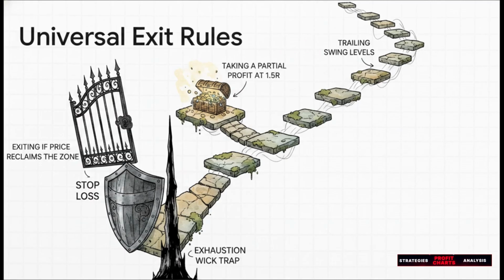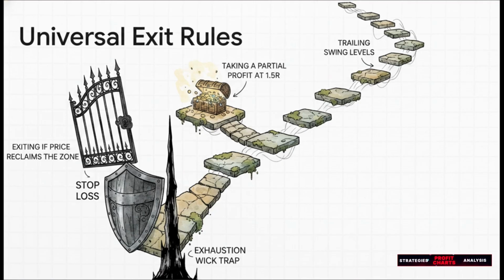And speaking of execution, your exit rules have to be completely universal and absolutely ruthless. First, set your stop loss beyond the exhaustion wick. That wick represents the extreme edge of the trap. If the price goes back beyond that point, your thesis is completely invalidated and you need to be out, period.